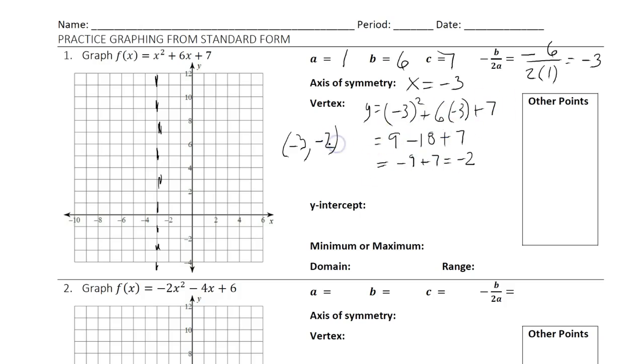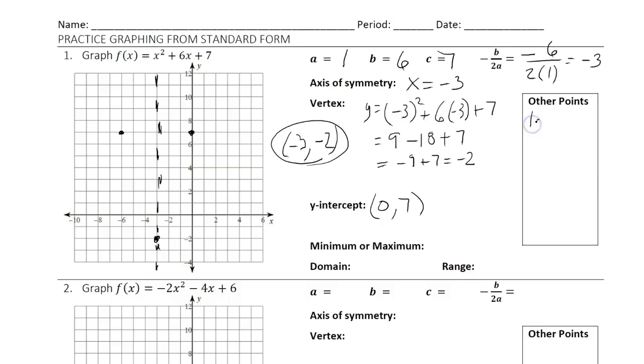The vertex is (-3, -2). The y-intercept will always be (0, c). c is 7, so (0, 7). Graph (0, 7) and a symmetrical point. Use the pattern that we learned to find other points.